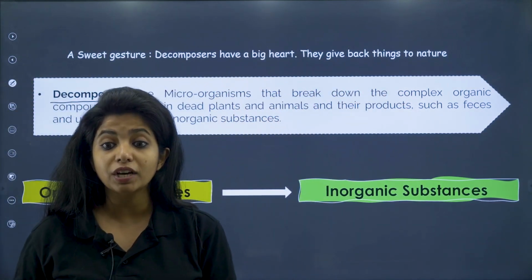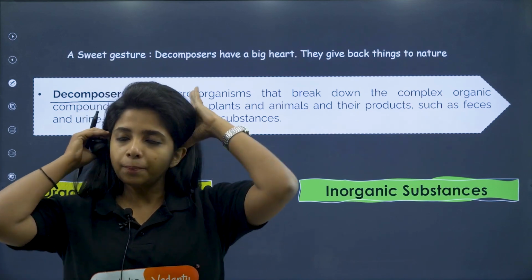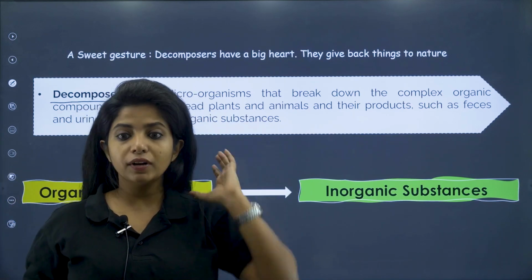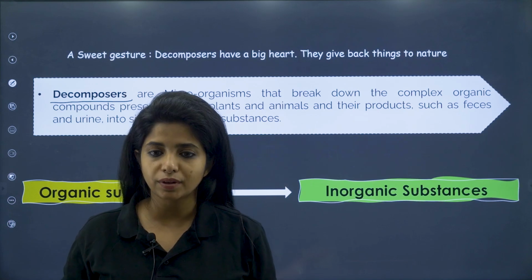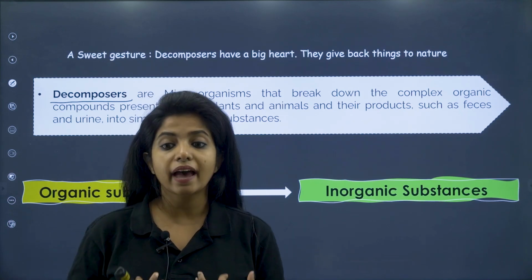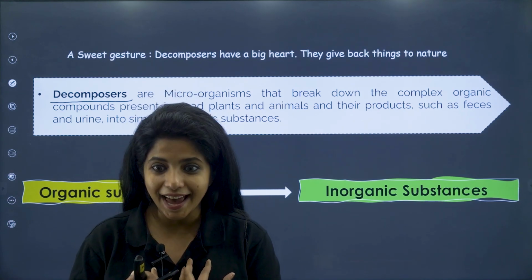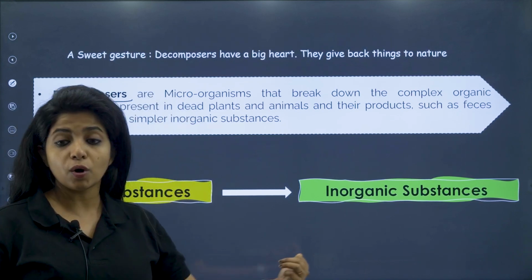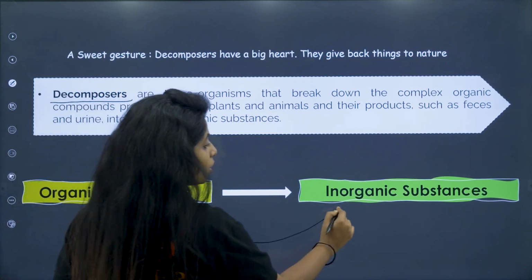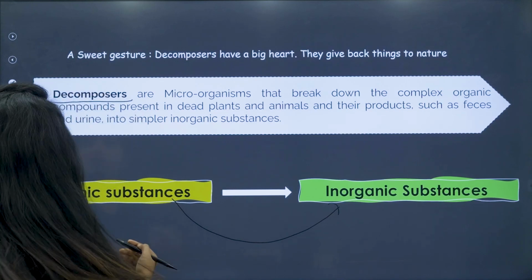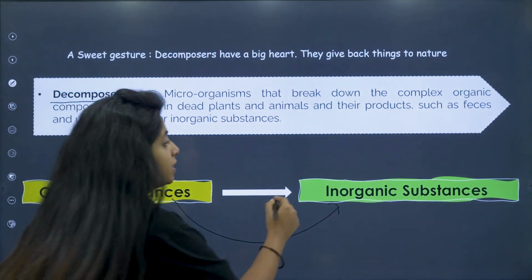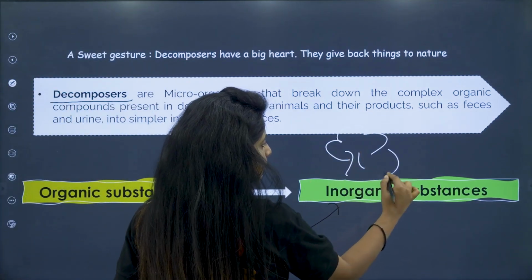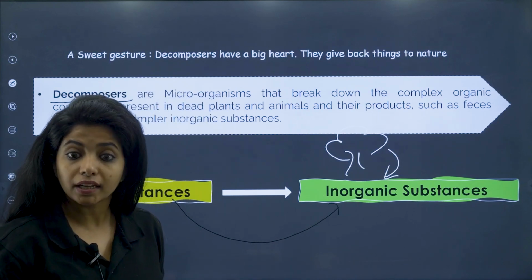Decomposers have a big heart. They give back things to nature. Why do I say so? So, think, for example, an organism died. For example, a plant died, or basically an organism died. What happens? In their body, they have organic substances. So, there should be someone who should be breaking down these organic substances back into inorganic things. Because why? Because the plants who make food for us, they need the inorganic things.